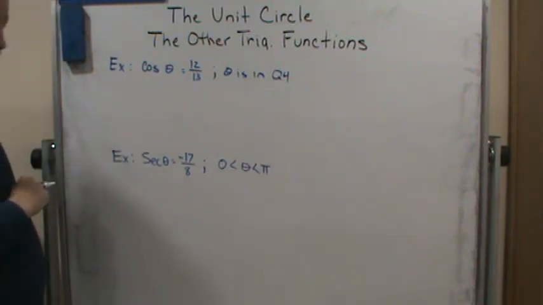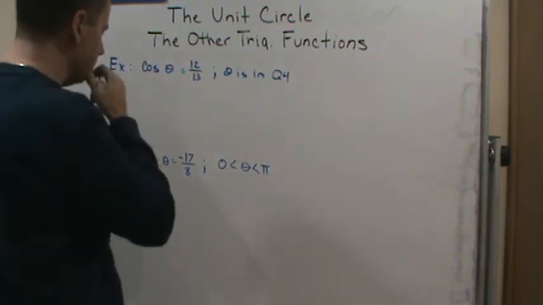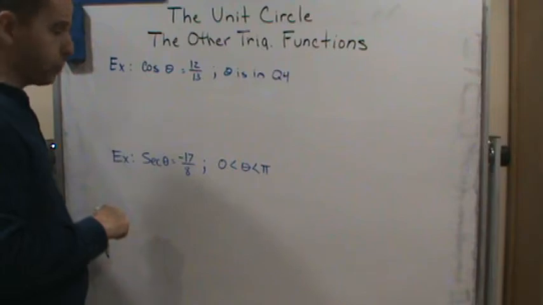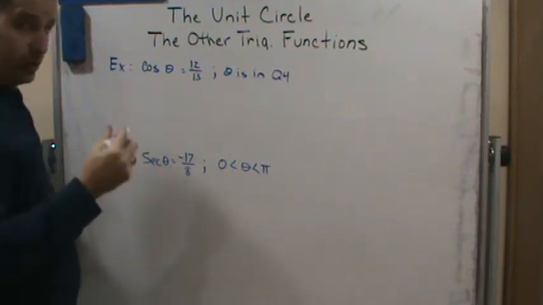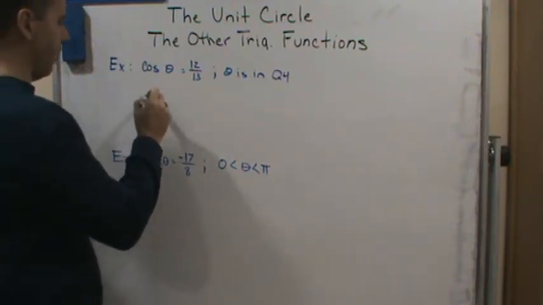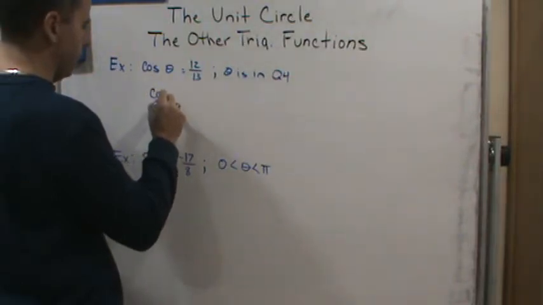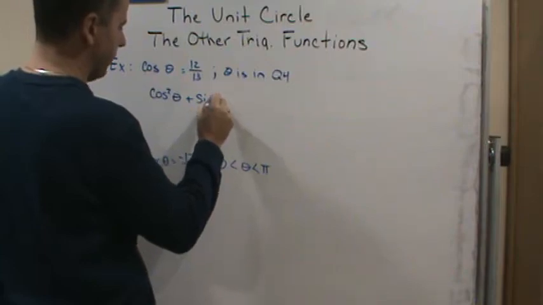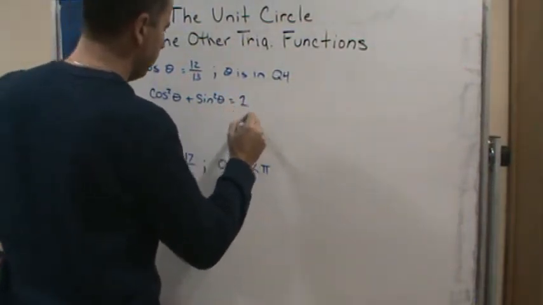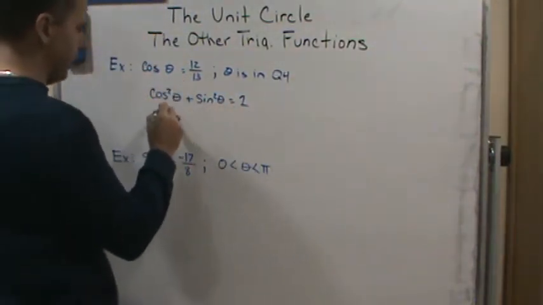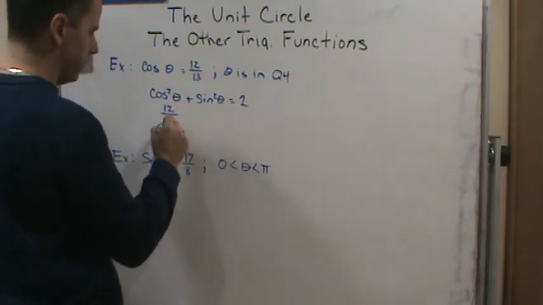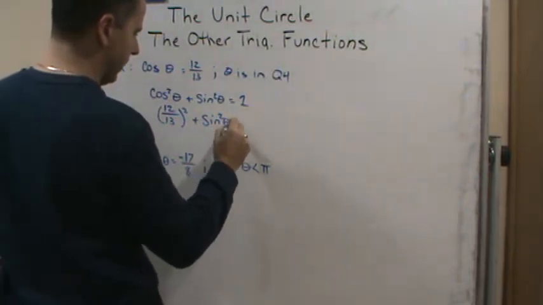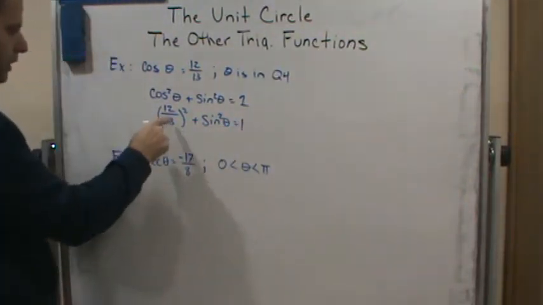Okay, that's fine. So how do I get the other 5 trigonometric functions? Well, first of all, I need to get sine, right? The way I'm going to get sine is using the Pythagorean identity. So I'm going to use the fact that cosine squared theta plus sine squared theta is equal to 1. And now I'm going to substitute in, and I know that this is (12/13) squared plus sine squared theta equals 1. And so now I'm just going to square both of these.